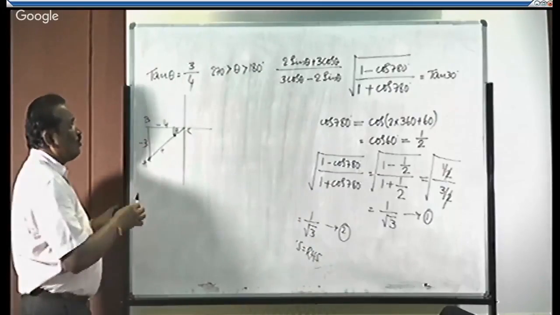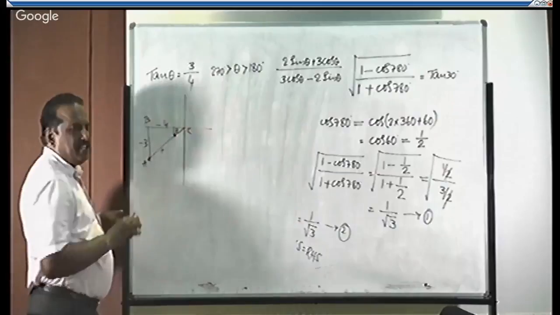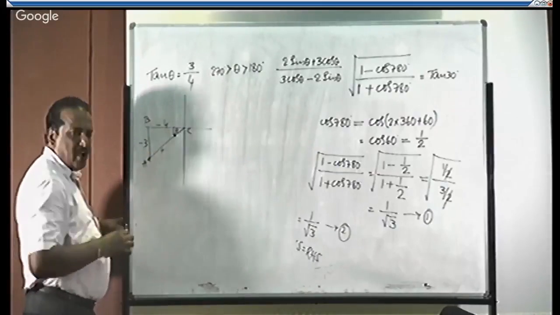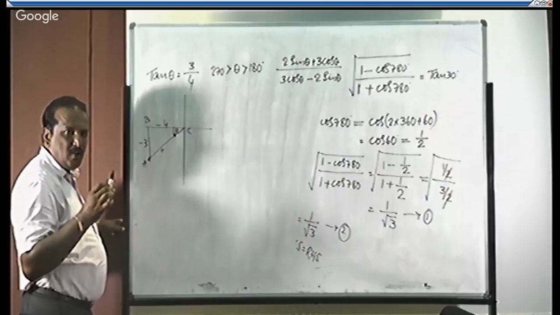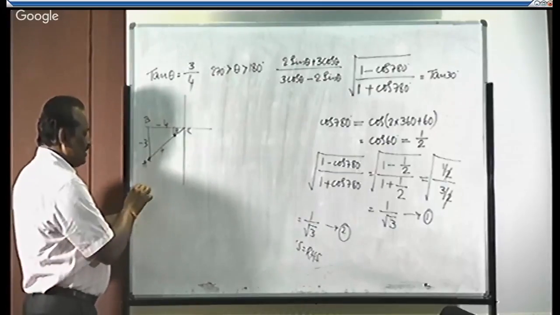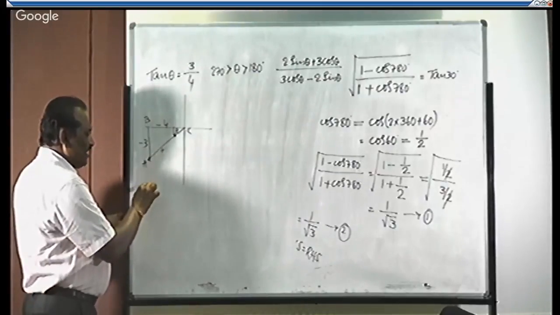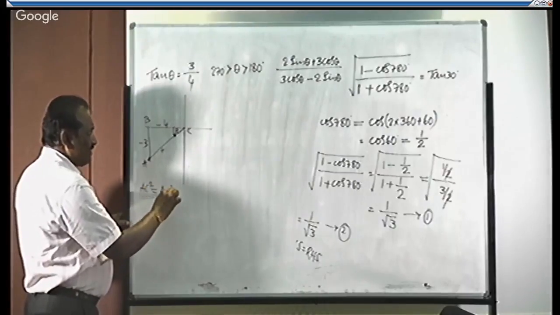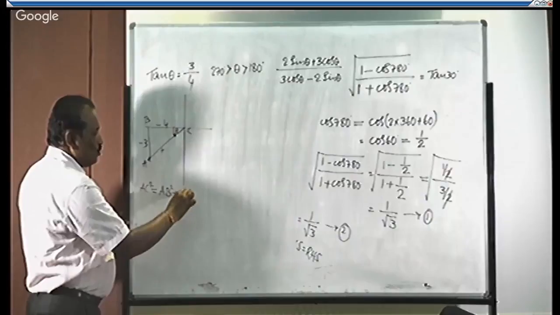Now, to find the value of sin theta and cos theta to meet the required ratio, let us know the value of the hypotenuse side by using the Pythagoras theorem. What does the Pythagoras theorem state? Square of the longest side must be equal to the sum of the squares of the remaining two sides.